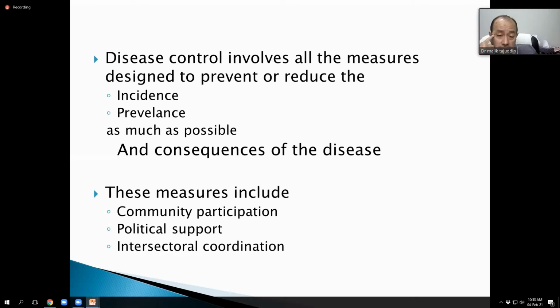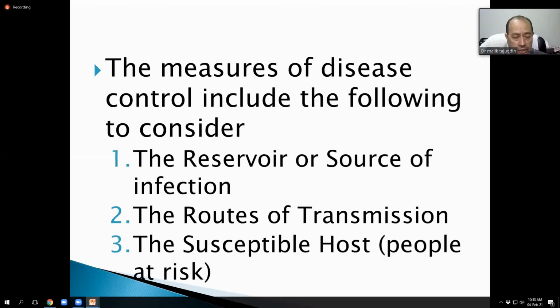And what are the consequences of the disease? Number one is death. Number two, maybe disabilities. There are various things which come along, like depression, which stays with the patient for many months, and many weaknesses and other things. Okay, so we have to include community participation, political support, and intersectoral coordination. These are the measures, these are the strategies to control any disease.